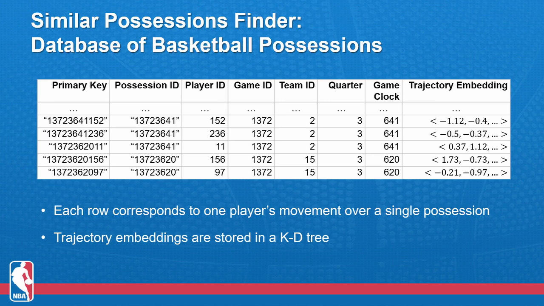While each row in our database has a unique primary key, the 5 rows that comprise a single possession share the same possession ID. Furthermore, the trajectory embeddings are stored in a data structure known as a k-dimensional tree, which facilitates efficient nearest neighbor search amongst higher dimensional data. Although the trajectory embedding itself is a low-dimensional representation of the original trajectory image, because it is 32 dimensions, it is considered higher dimensional data, which makes it apt for a k-dimensional tree.